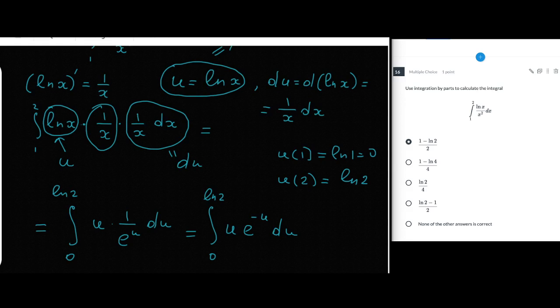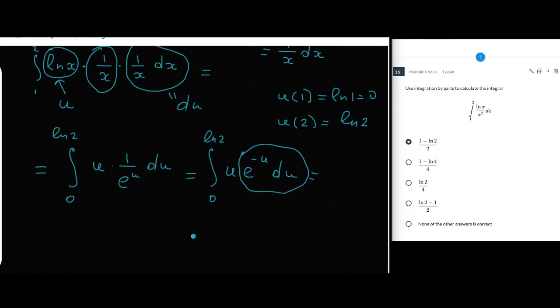So altogether, this idea of making this substitution was not really a bad idea. Let's see if we can finish this integration using integration by parts. So let's look here at this term in our integral, e to the power negative u du. I can write that term as the differential of e to the power negative u.